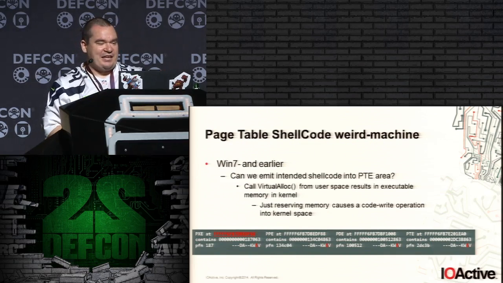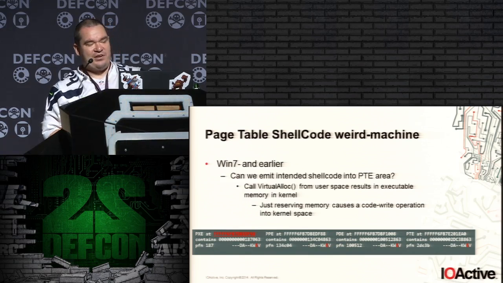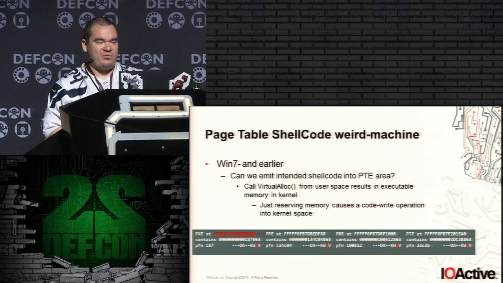Here's the actual page table shellcode weird machine. On Windows 7 and earlier, we can actually emit shellcode, or emit code, into the kernel.